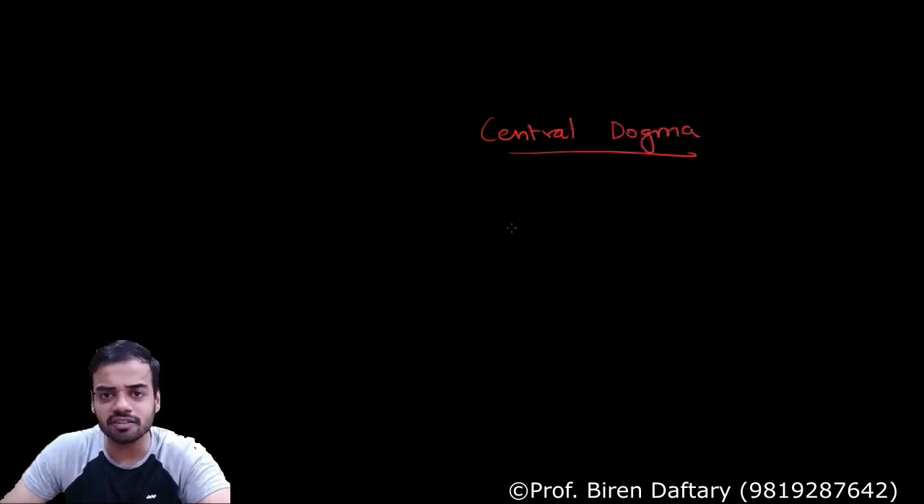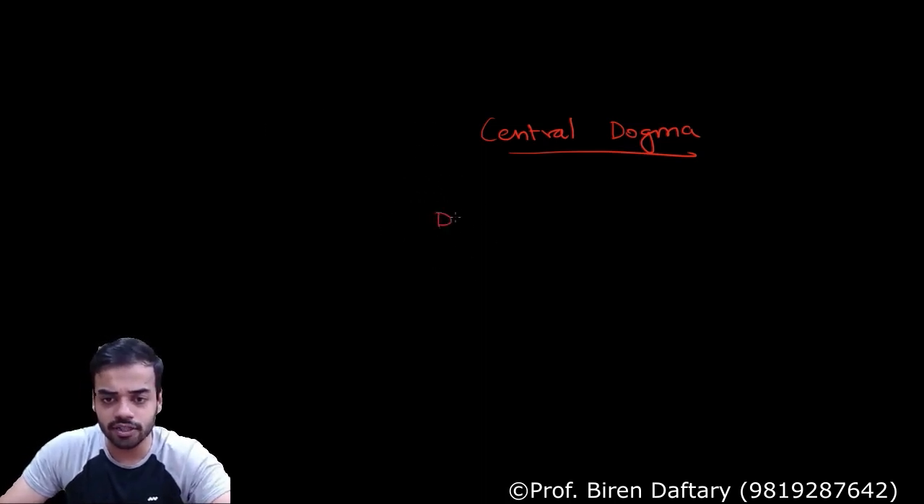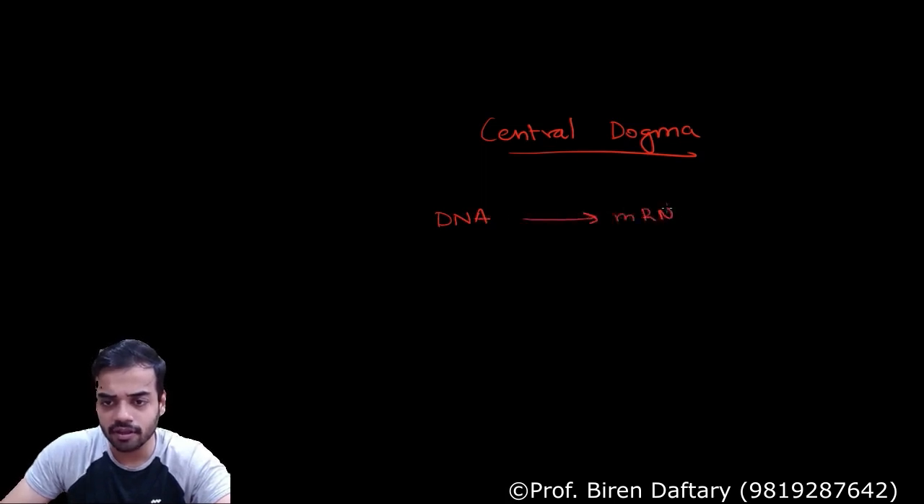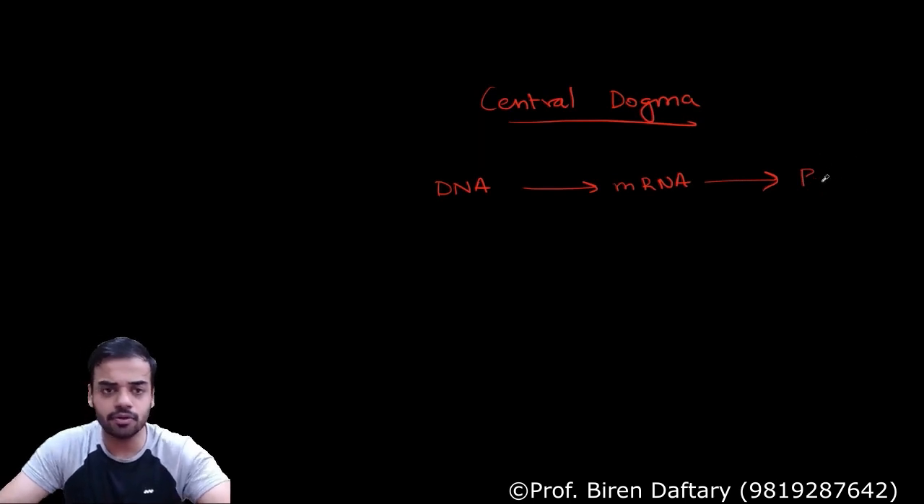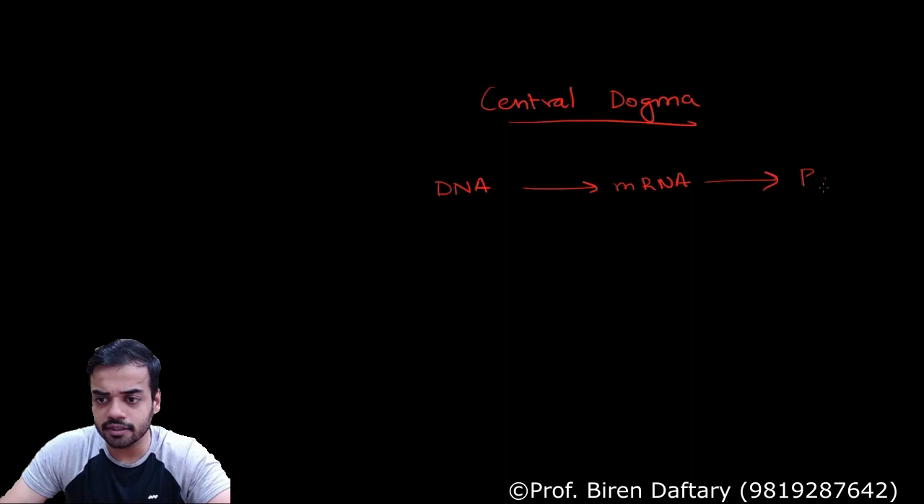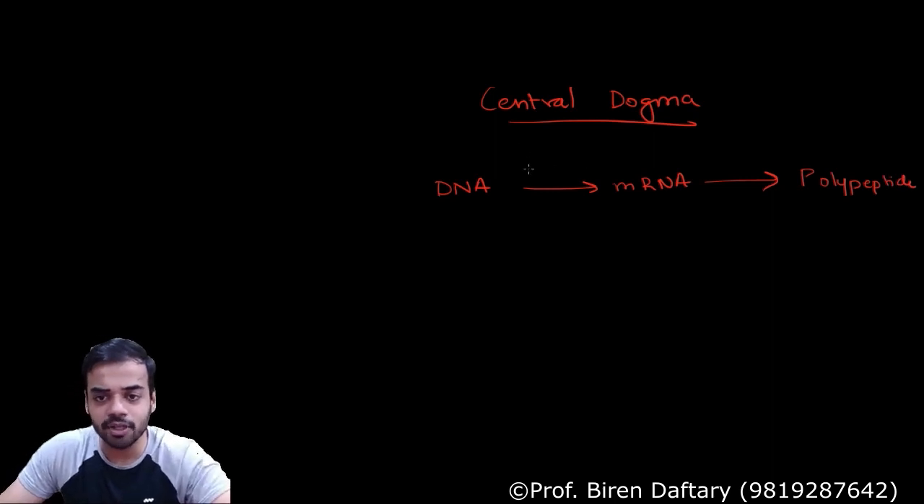If you remember, the equation was something like this. I had DNA over here. DNA was converted into mRNA. You can also convert it into tRNA, rRNA, and then that RNA is converted into polypeptide. So we write it like this. Now what is happening over here?